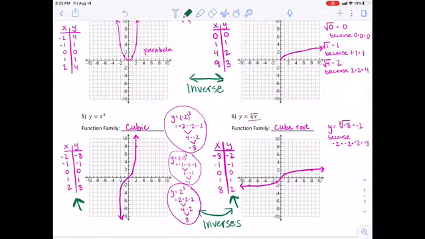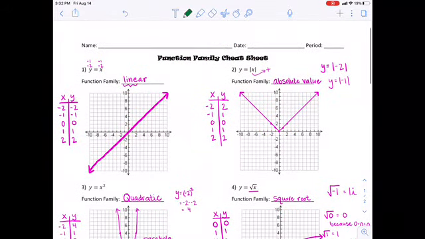All right, well, that is this assignment, function family cheat sheet. You are not going to be turning this assignment in now, but you will definitely want to hold on to this because this will be your cheat sheet that we're going to reference throughout the year. And when I call for notebook checks at the end of this term, this page will be part of your notebook check. So put it away in a safe place where it won't get lost and hang on to it because you're going to be referencing it throughout the school year.